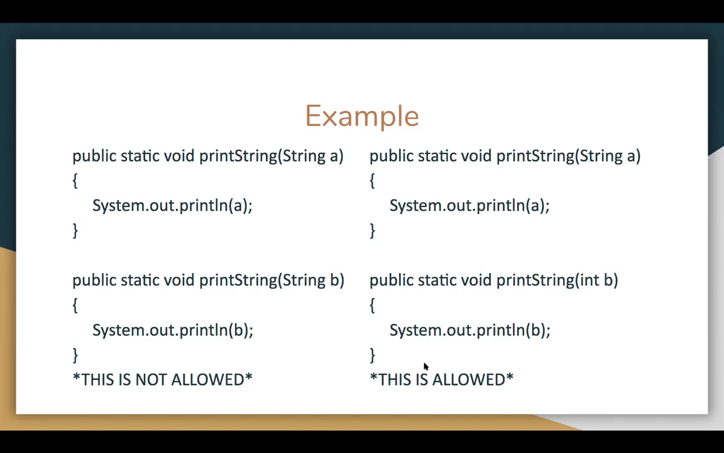And this is an example of what is allowed. You can see here that they still have the same name, print string, but over here I have string A, and over here I have int B. This would be allowed because now Java can differentiate between the two. Even though the names are the same, Java can look at the parameters and match them. Since they're not the same, it can easily differentiate between the two depending on what value you enter. So yeah, this is allowed.